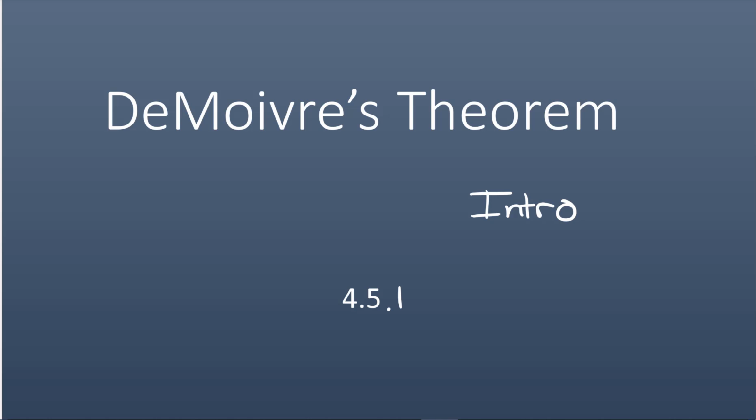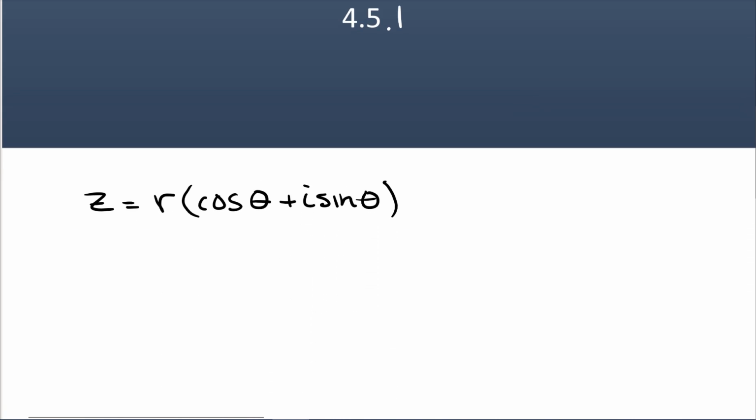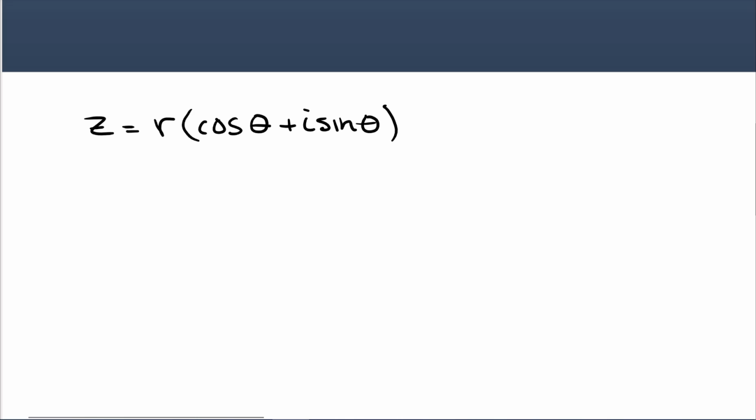So square roots, cube roots, fifth roots, ninth roots. We're going to learn it all. But at first, we're going to deal with how we raise them to a power, and that's called De Moivre's theorem. Let's go to it. So already written down, I have the trigonometric form of a complex number for any number. So z is equal to r times the quantity of cosine of theta plus i sine of theta.